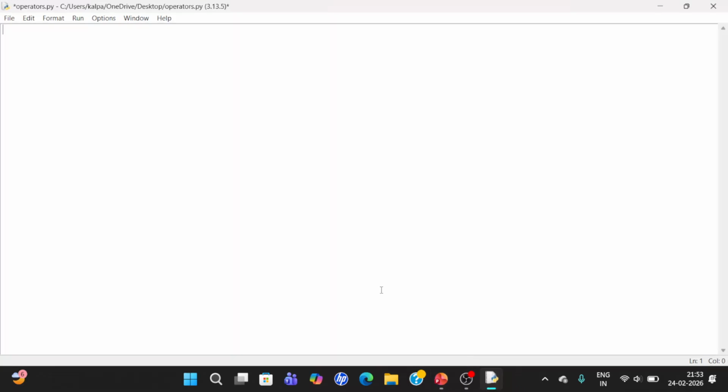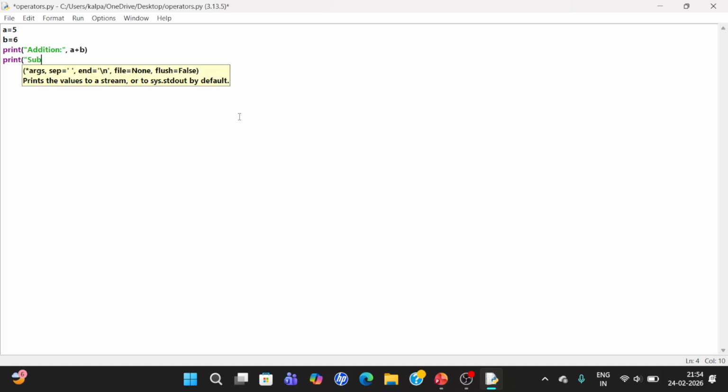First of all, for arithmetic operators. Take the values a equals 5 and b equals 6. Print addition, a plus b. Next, print subtraction, a minus b.